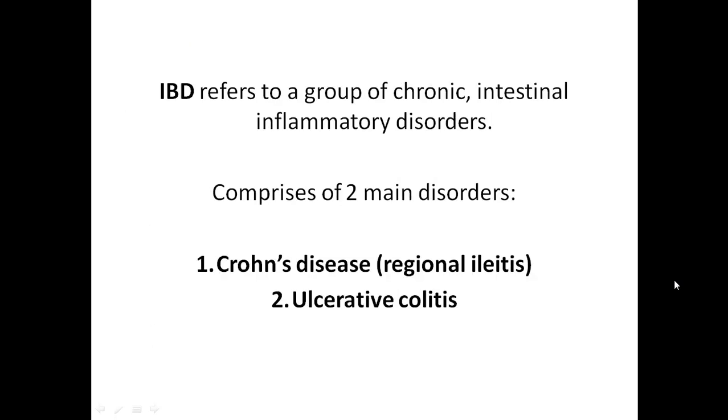So, inflammatory bowel disease refers to a group of chronic intestinal inflammatory disorders comprising two main disorders, the first being Crohn's disease and the second being ulcerative colitis. Ulcerative colitis was first described in the mid-1800s compared to Crohn's, which was reported later in 1932 as regional ileitis. Although they share clinical manifestations, they are distinct pathophysiological entities.